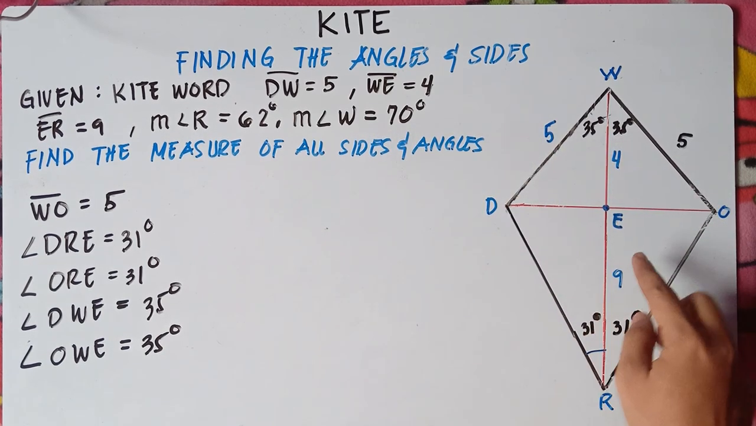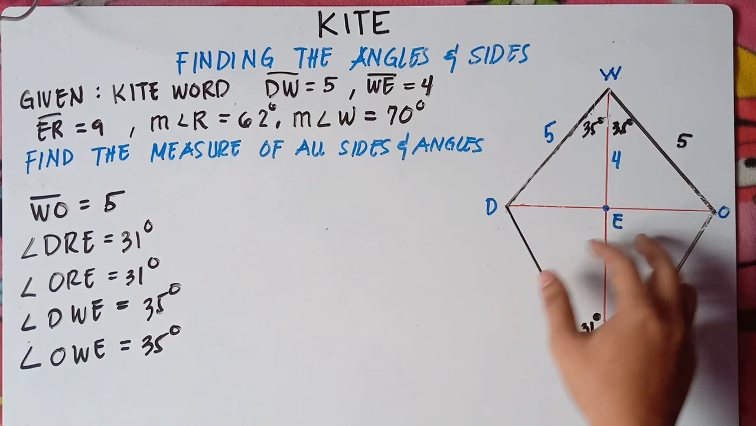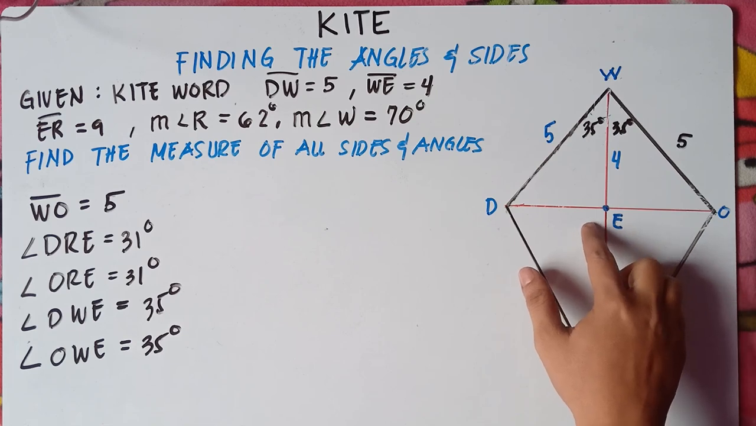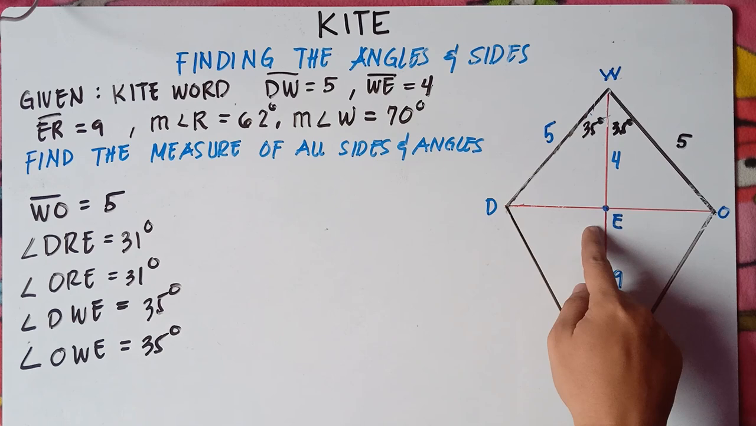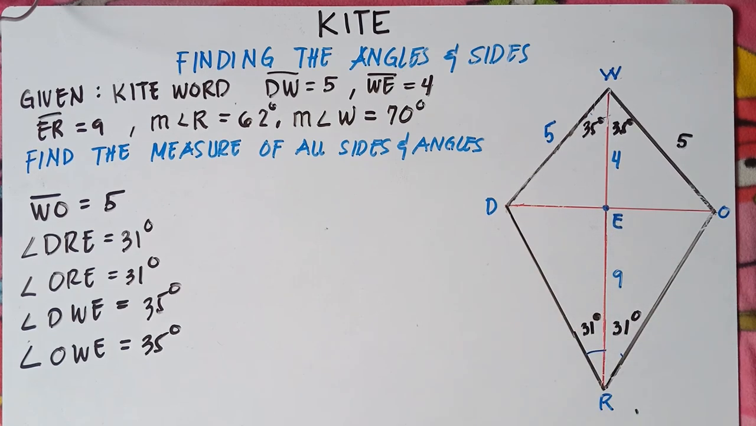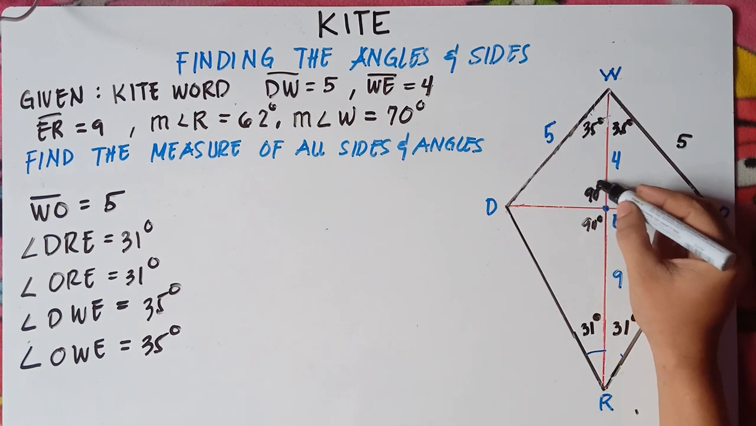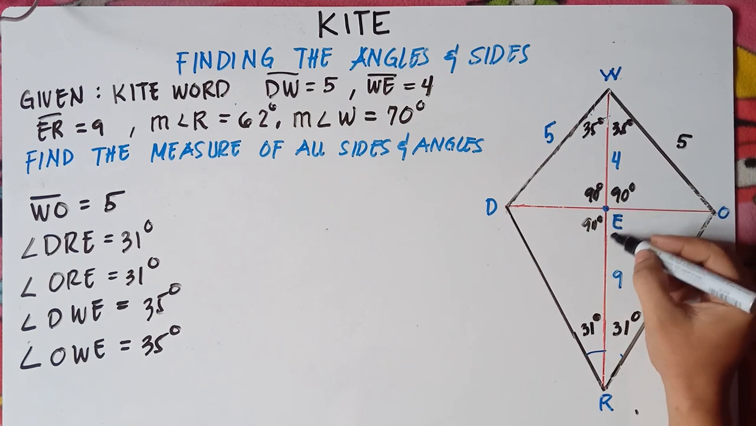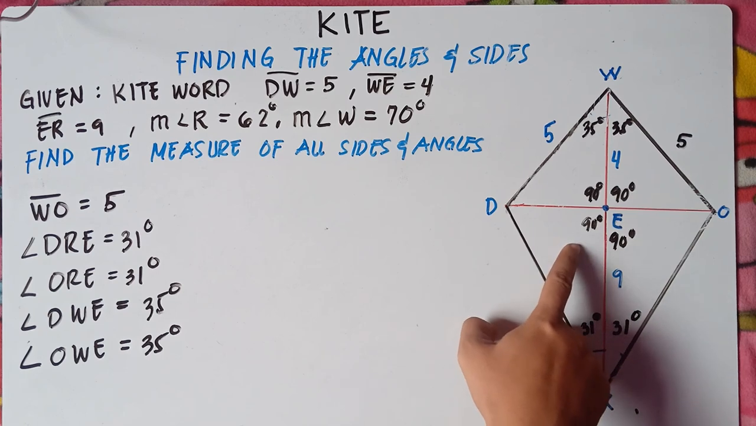Now, do not forget that the two diagonals are perpendicular to each other, therefore they form a 90 degree angle. So angle DER, the angle at E here, should be 90 degrees. This is 90 degrees, this is 90 degrees, this is 90 degrees. So this is a triangle with angles 31 and 90.